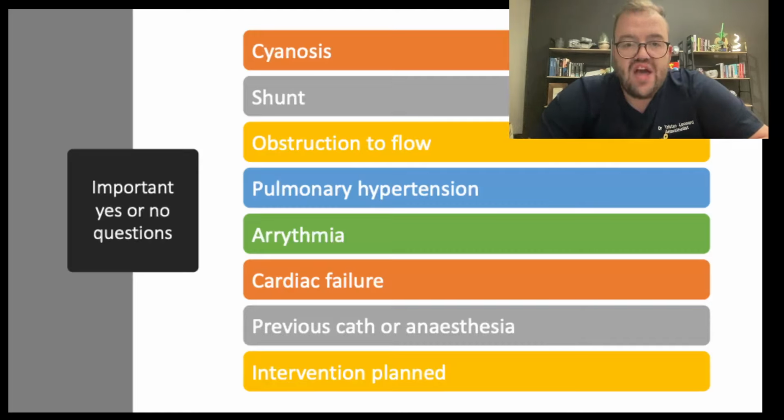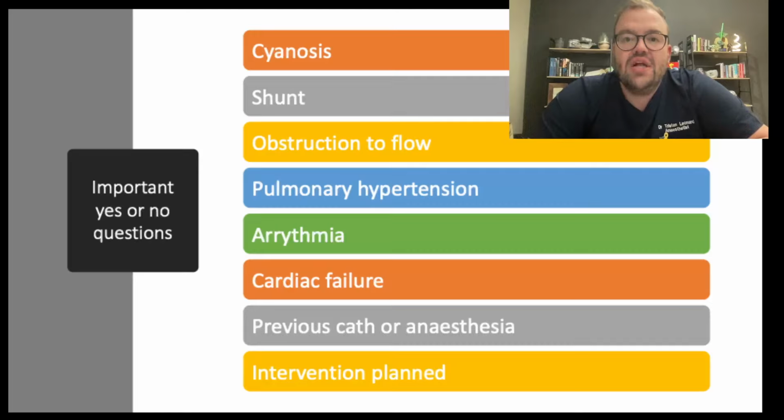Then, number five, is there an arrhythmia? If there is, what is it being treated with? Does the child have any devices inserted, such as a pacemaker or an ICD? And if the child has had an arrhythmia before, is there any documentation or history on what the cause or suspected cause of that arrhythmia was?